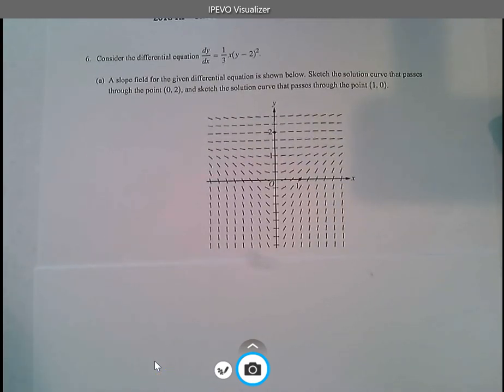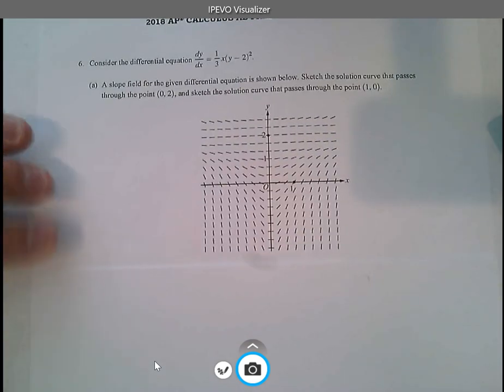All right, here we go. This is the last question of the 2018 AB exam, and it's a differential equations question. I love this topic. Tends to be a high scoring kind of place for most of our students. So let's jump in and see what we can do.